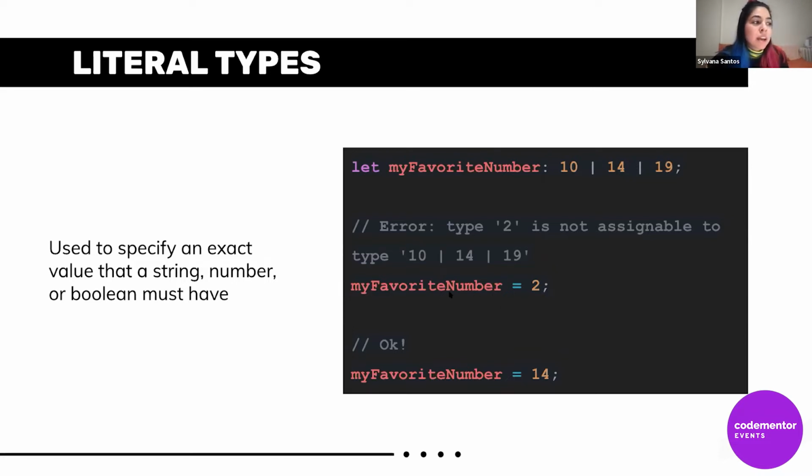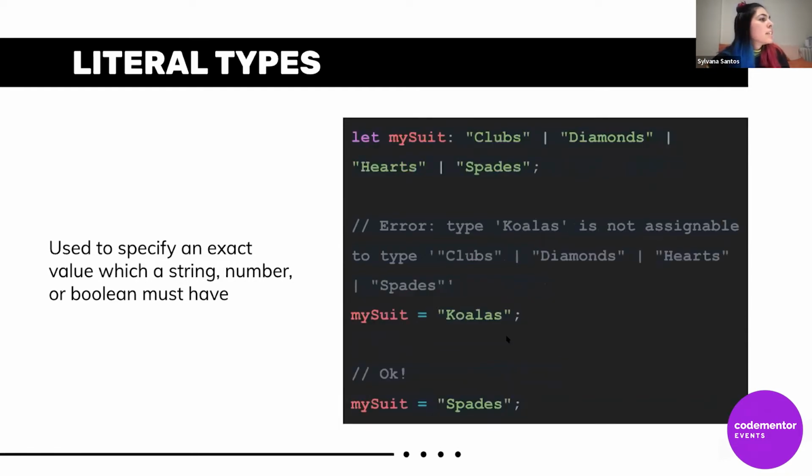So then if I try to set my favorite number to something like 2, TypeScript will yell at me. And then you can see here, if I try to set it to 14, perfectly fine. Similarly, I can do this with strings. So if I have a variable called my suit, I can say that its value can only be clubs, diamonds, hearts, and spades. So then if I try to set my suit to something like koalas, TypeScript is going to be very confused and yell at us again. But if I try to set it to spades, it's okay.